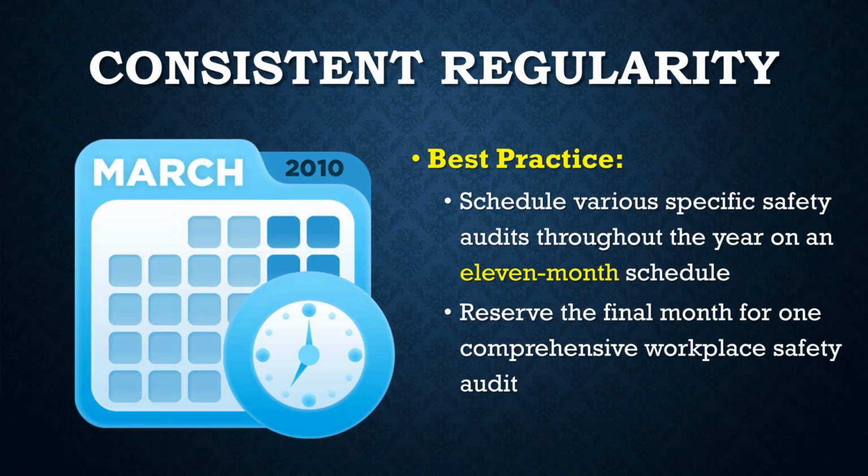So we schedule specific audits throughout an 11-month period. Maybe we pick a particular item and we audit that item. For example, like earlier I said, ergonomics or slip, trip, falls, or fall protection, or emergency response. And then at the end of the year, we do a final comprehensive safety audit. Okay, I'll talk a little bit more about that in a few minutes.